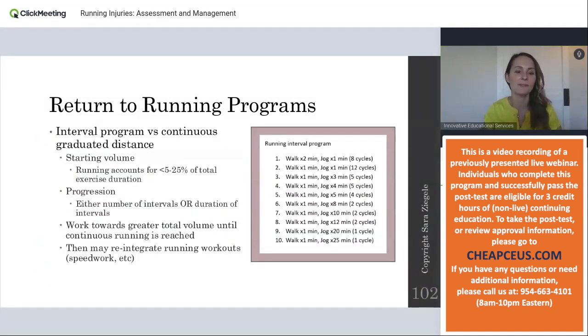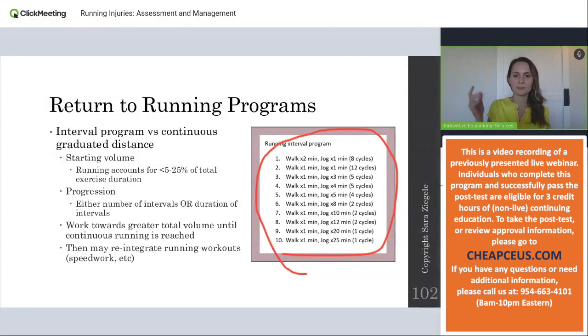Here's an example of a return to running program that I had created just for someone a little while back, with intervals between walking, running, and doing multiple cycles of that. So some of the characteristics you want to be thinking about when you're designing your return to running program, the first of them is the volume.